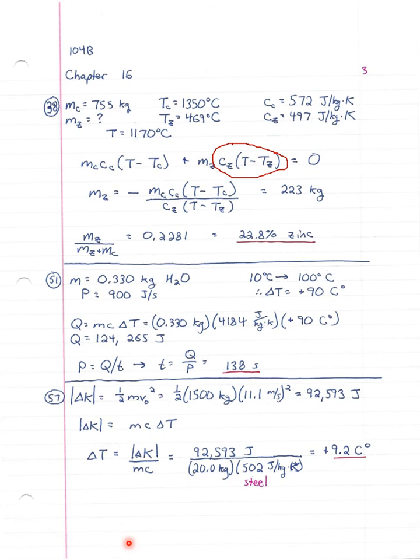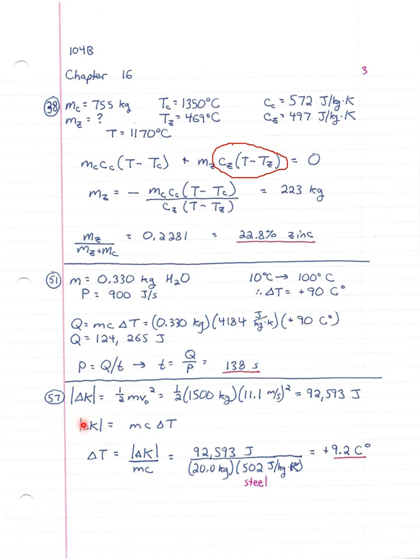Number 57. Let me go back and read it actually. A 1,500 kilogram car moving at 40 kilometers per hour is brought to a sudden stop. If all the car's energy, so its kinetic energy, is dissipated in heating its 4 5-kilogram steel brake discs, by how much do the disc temperatures increase? All right, so we can solve for the kinetic energy of the car, and all of that kinetic energy becomes heat. And all of that heat is being used to heat up 20 kilograms of steel.